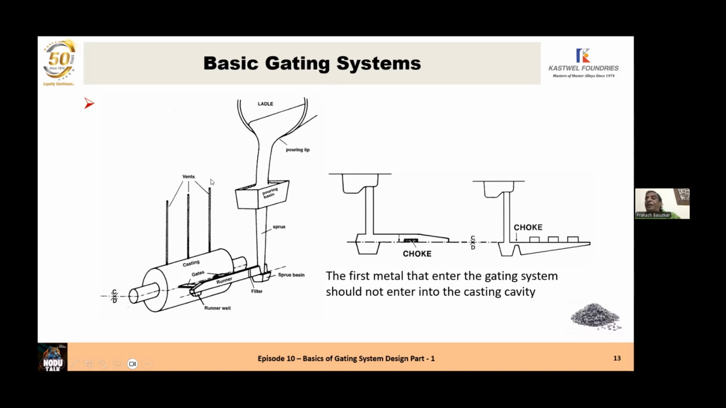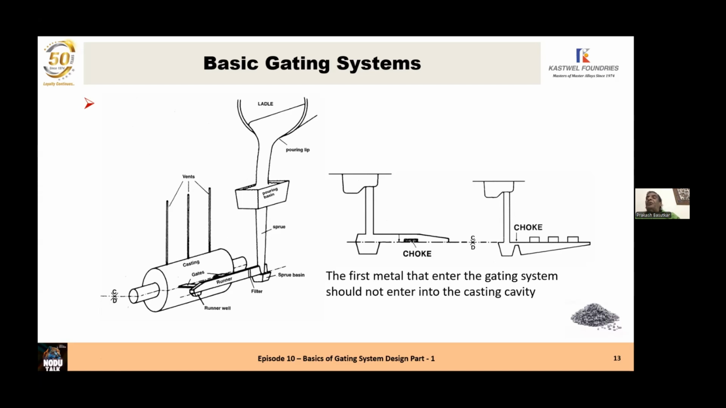to remove the air entrapped and any gases that may be entrapped over there, and to remove some cold metal, because of the first metal which enters the casting. Please remember, when you're doing the gating system design, the first metal which enters the gating system must never enter the casting cavity. The first metal, I repeat, that enters the gating system should not enter the casting cavity, because the first metal carries along with it some gases, some slag.